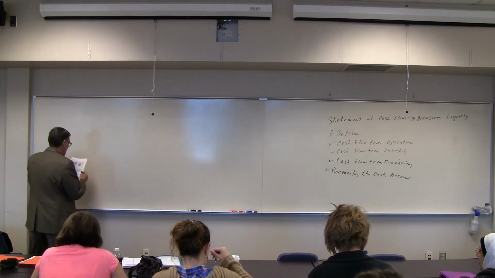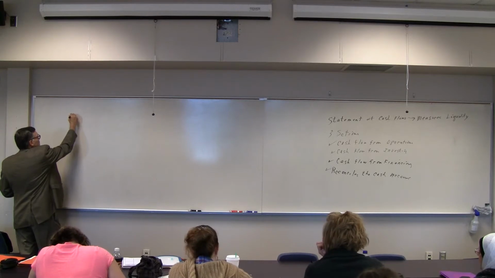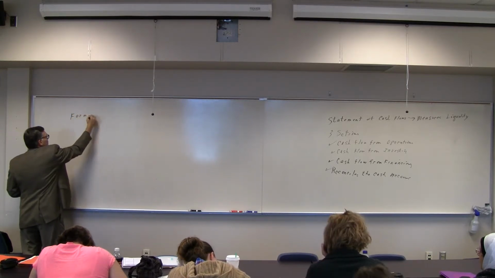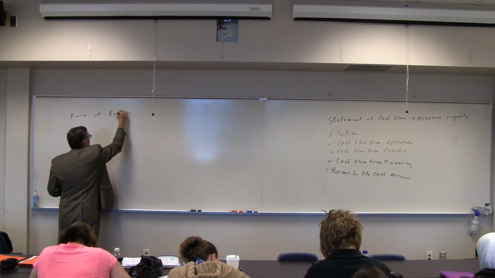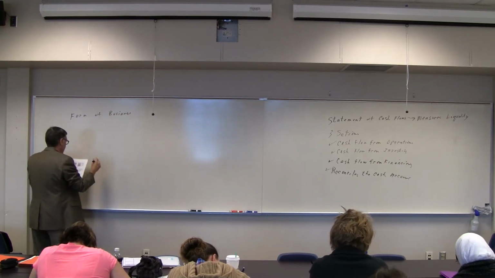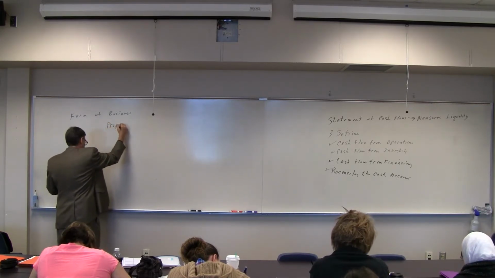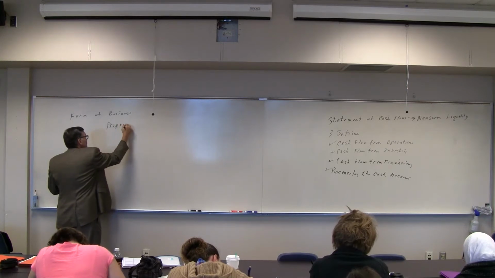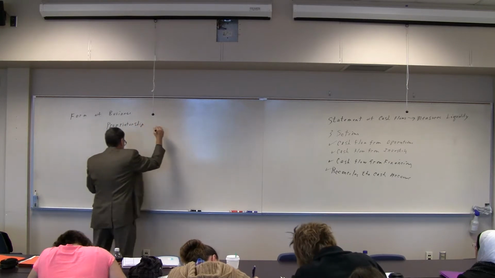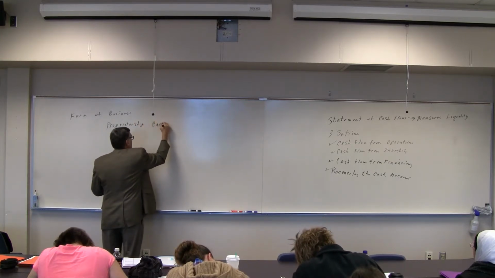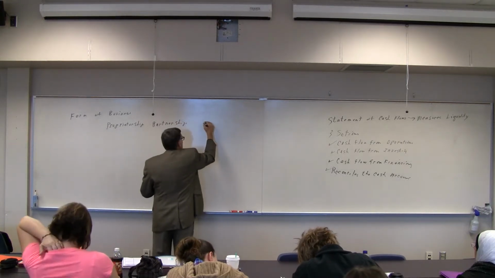Anyway, listen. There are three commonly used forms of business. There is a proprietorship. There's a partnership. And there's a corporation.